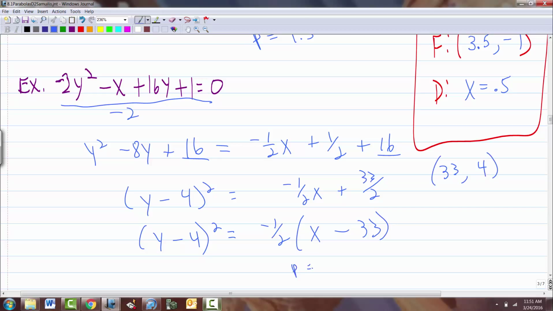I don't care if you say plus or minus. You just got to know where to move for it. It's 1/8. If you want to say it's negative, great. But where do I move? Which way is this going? So where do I go for the focus? This is the vertex, so where do I go for the focus? You go left. Who does that affect, X or Y? So take away 1/8 from 33 and you get 32 and 7/8, comma 4. And then what's the directrix?